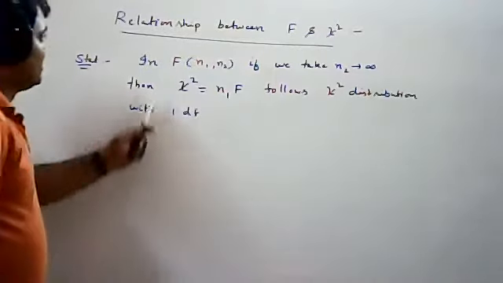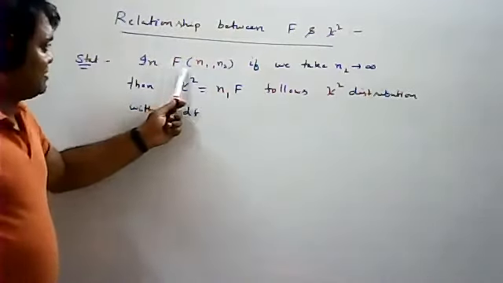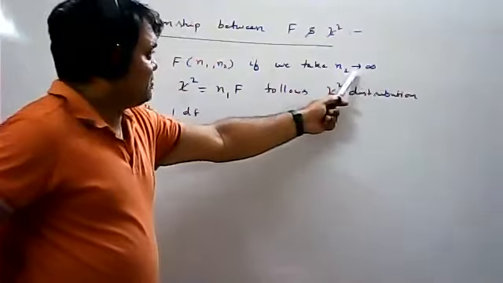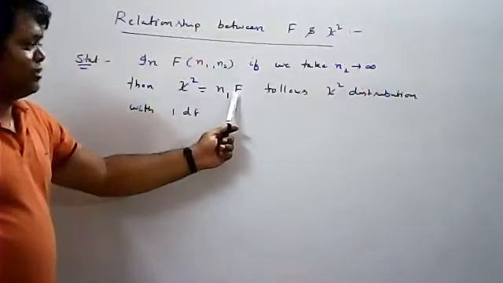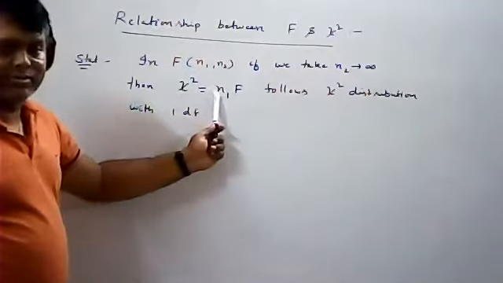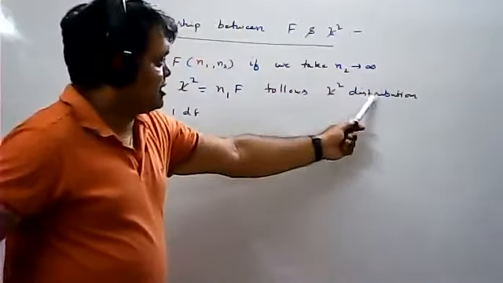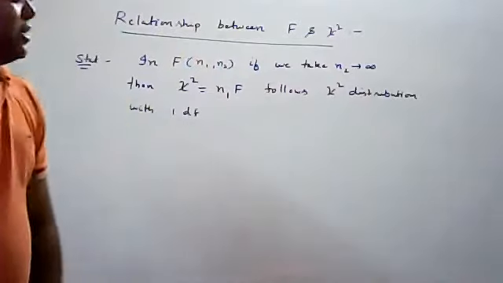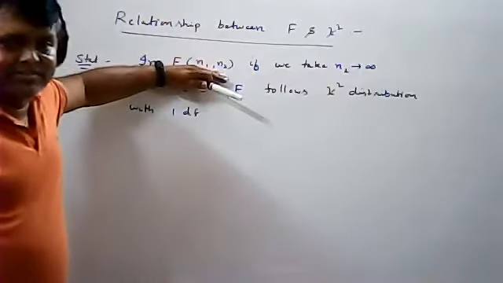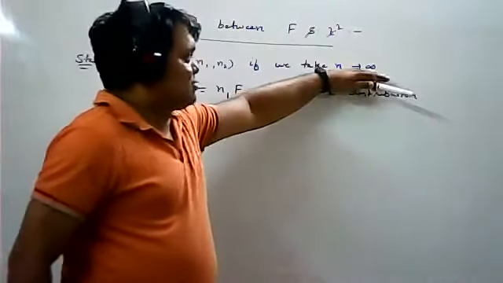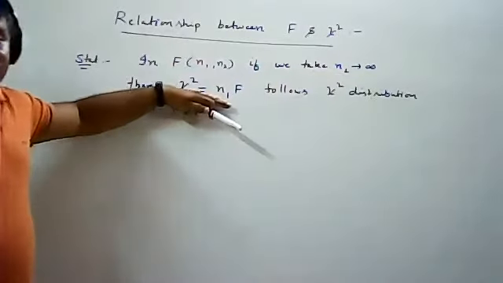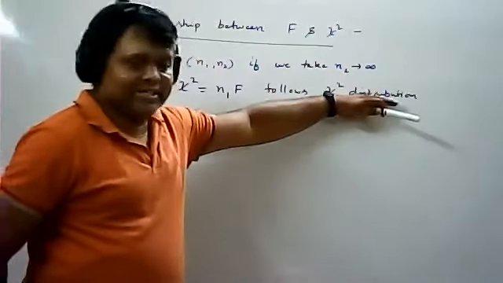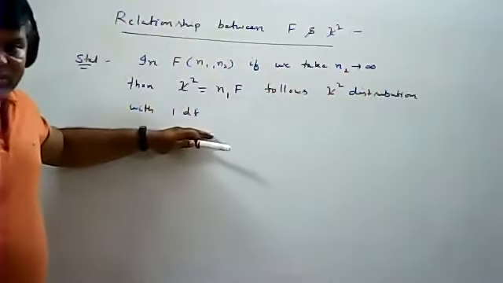Okay, so what is the statement? In f distribution, I will consider parameters n1 comma n2. In that we will consider n2 tends to infinity. This is the first condition, and then chi-square equal to n1 into f. That means f equal to chi-square by n1. Then it follows chi-square distribution with 1 degree of freedom. So I will take the f distribution density function, take n2 tends to infinity, and this condition chi-square equal to n1 into f, and I will show that you will get the chi-square distribution density function with 1 degree of freedom.